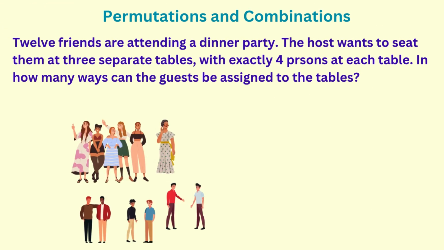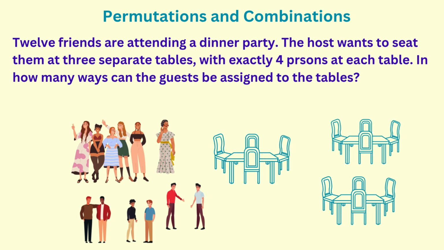12 friends are attending a dinner party. The host wants to seat them at 3 separate tables, with exactly 4 persons at each table. In how many ways can the guests be assigned to the tables? We're grouping 12 persons into 3 groups of 4, but here's the catch. The order within each table doesn't matter, and the tables themselves are identical. That is, unlabeled, based on the context.